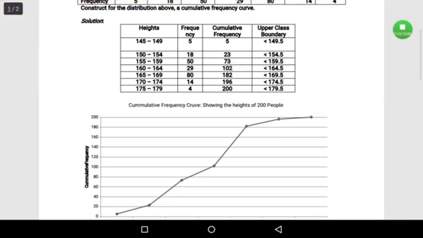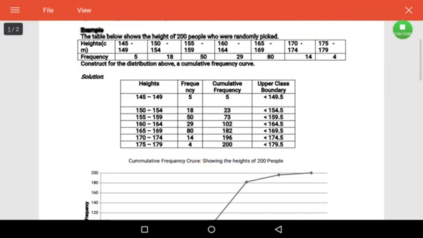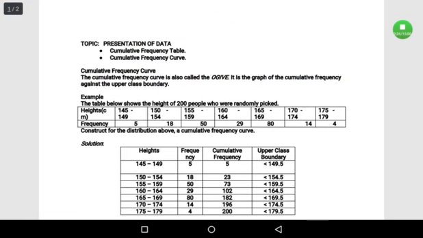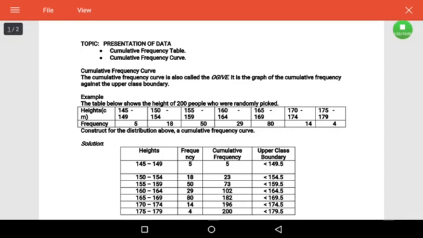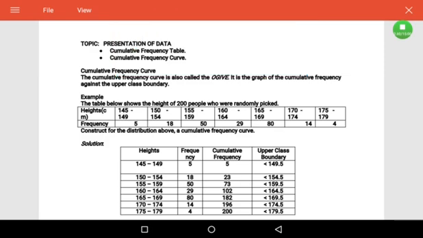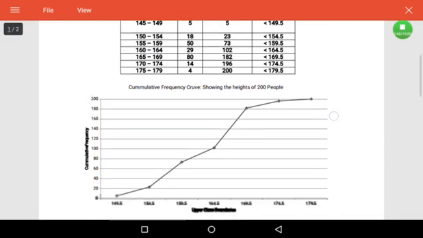102 plus 80 gives 182. 182 plus 14 gives 196. And 196 plus 4 gives 200. Now if you are correct, you will see that the last value here under the cumulative frequency is the same as the total number of people in the question. Since we have 200 people, then it means we have the total number here as 200. Can you see that? Okay.